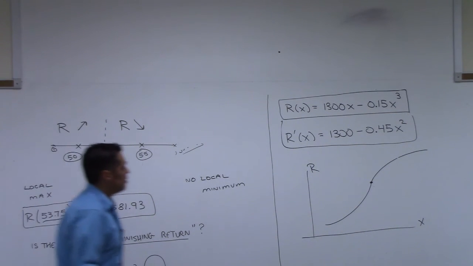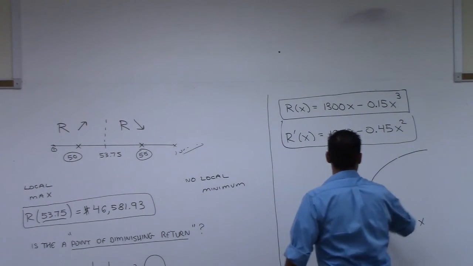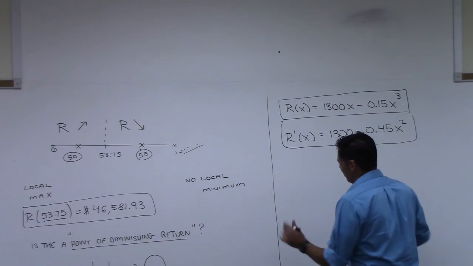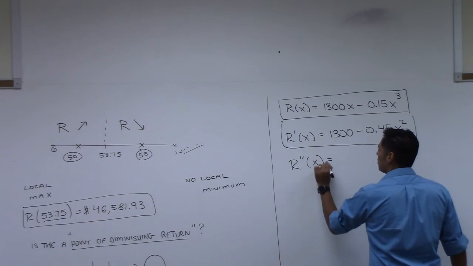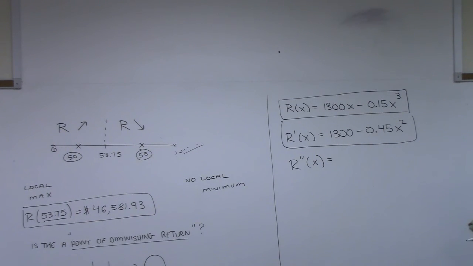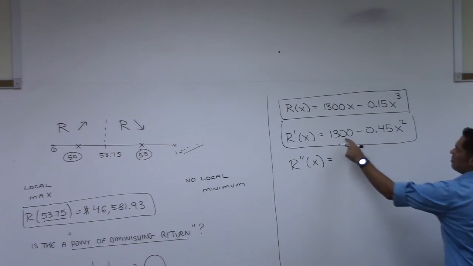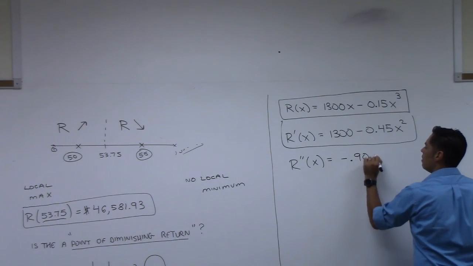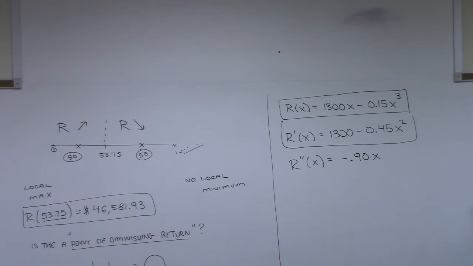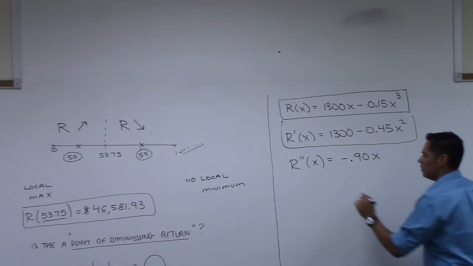Okay? So let's take our second derivative. Well, I'm going to edit what I just said. It does have something to do with it, okay? But let's just take our second derivative. What is our second derivative? So that's 0, and then that's negative 0.90x. And then what are we supposed to do with that? Set it to 0?